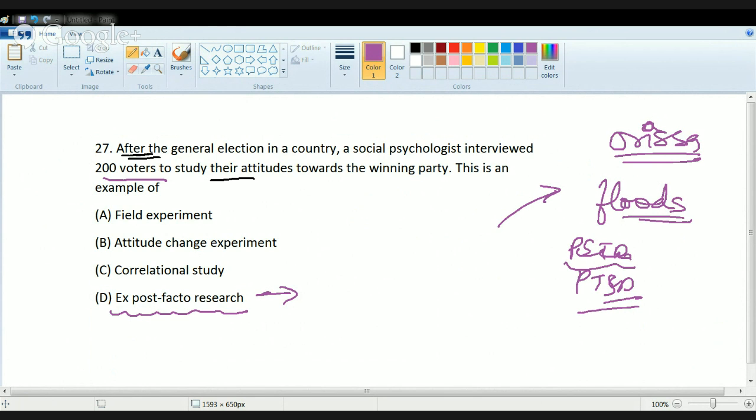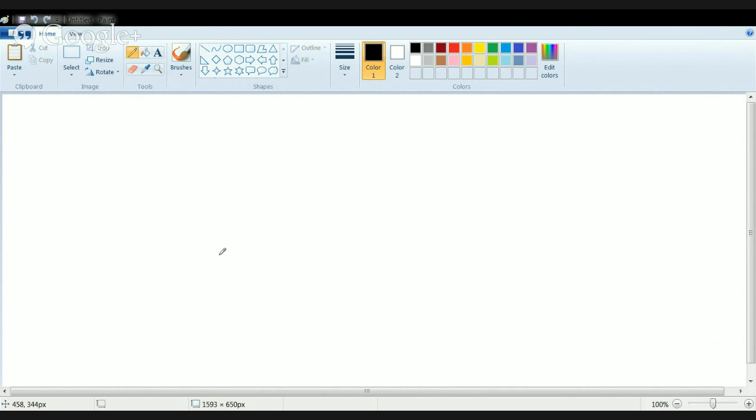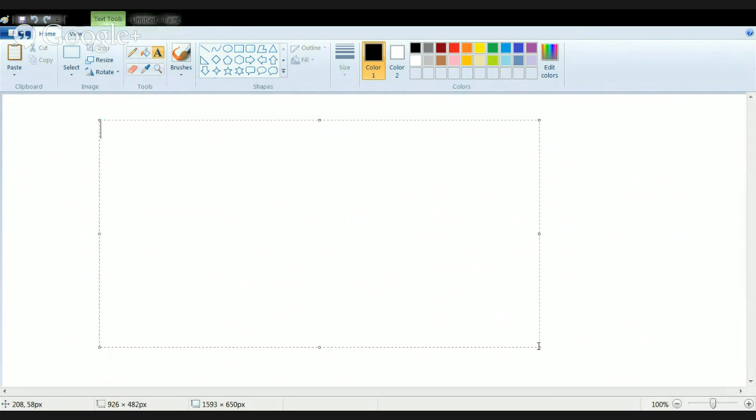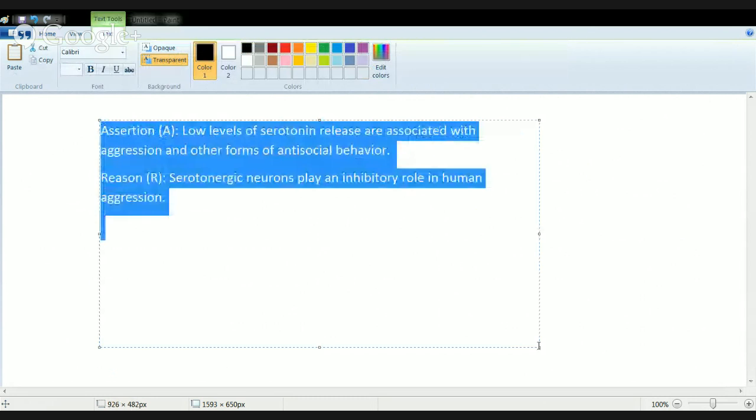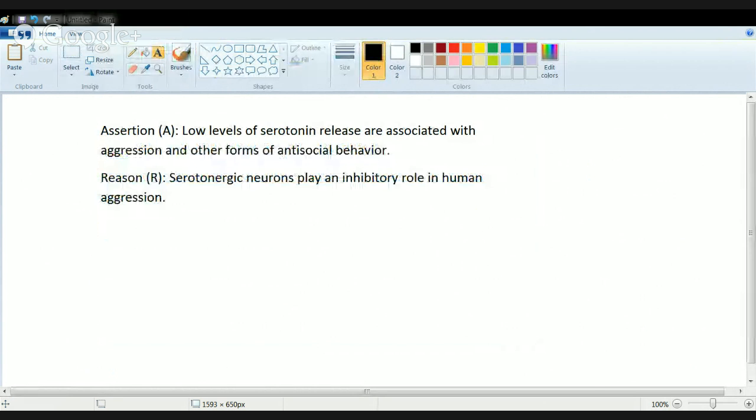The next question is about the level of serotonin in the body. It's well established that if serotonin levels are low in the body, they cause either aggressive behavior or antisocial personality. So it's related to antisocial personality and a high amount of aggression: low level of serotonin. Okay, and also serotonergic neurons play an inhibitory role in human aggression.